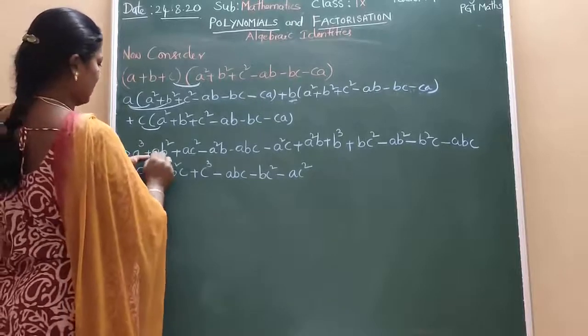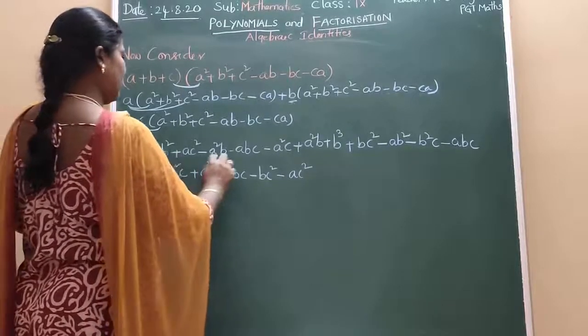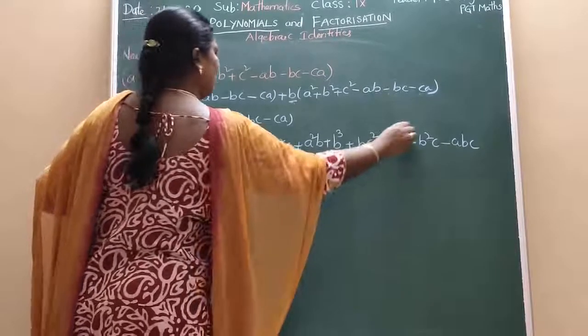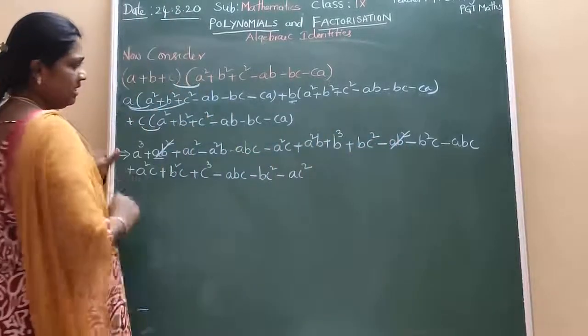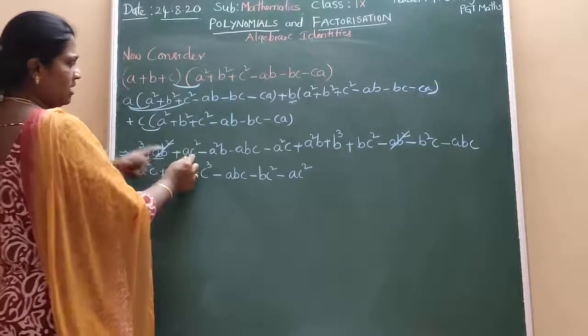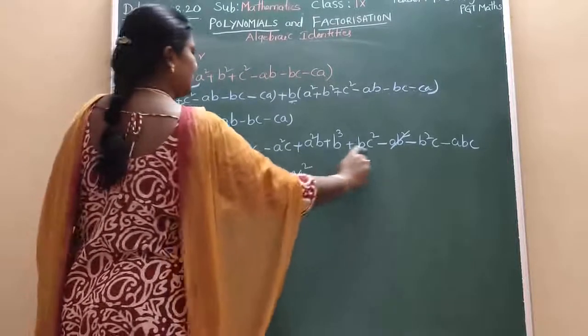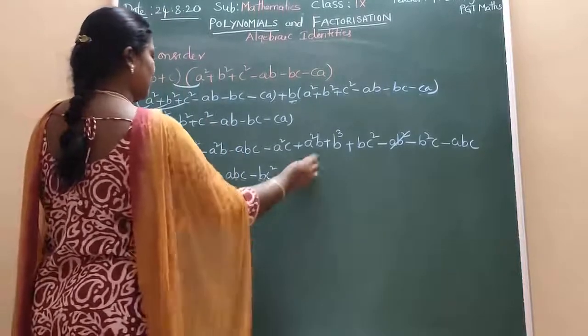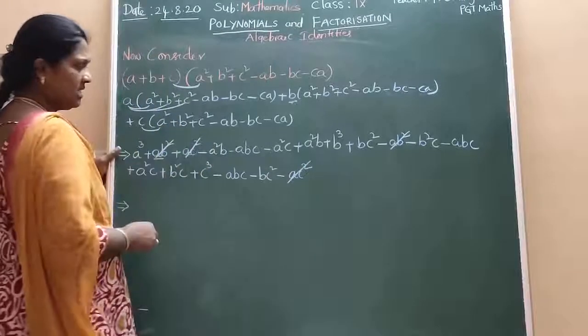Here we are having plus ab². Is there any minus ab² here? See, plus ab² and minus ab², so these two get cancelled. Again here plus ac². So we see that, is there any ac²? Here we are having minus ac², so these two get cancelled.